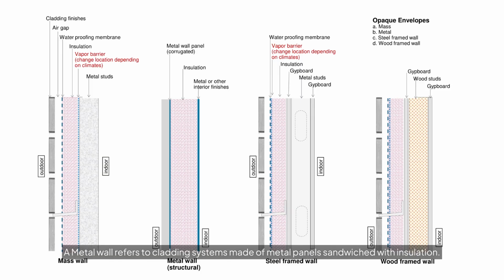A metal wall refers to cladding systems made of metal panels sandwiched with insulation. The metal cladding can be aluminum composite panels or steel cladding panels. For structural metal systems, the insulation is typically rigid to provide composite action against structural loading. Non-structural metal walls, on the other hand, need to be attached to a supporting frame or backup wall via thermally broken Z-clips. A steel-framed wall is a very common type of opaque wall in commercial and institutional buildings.